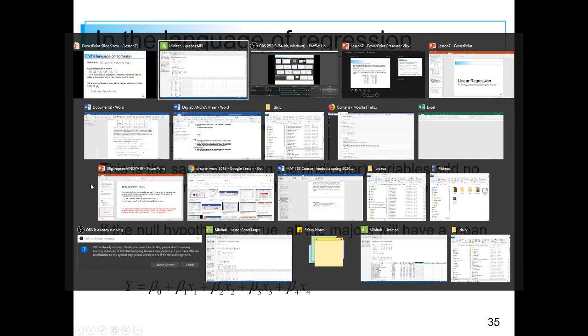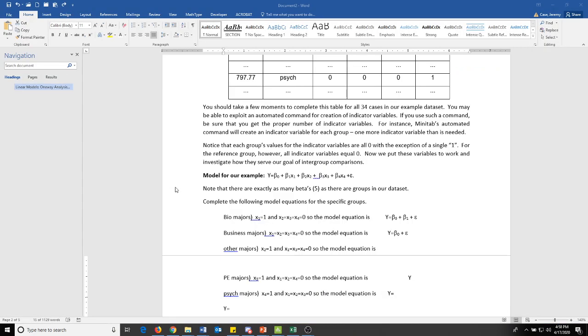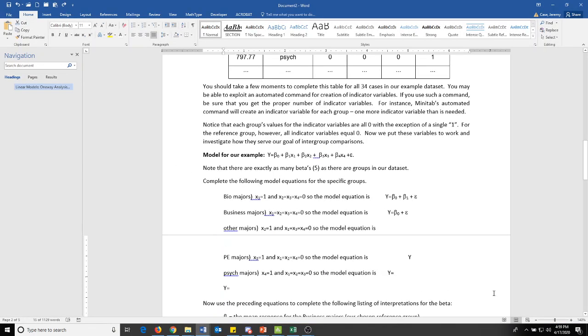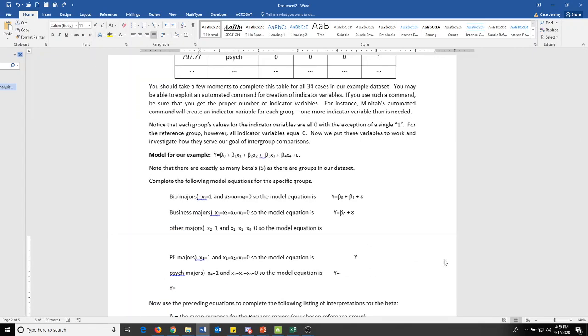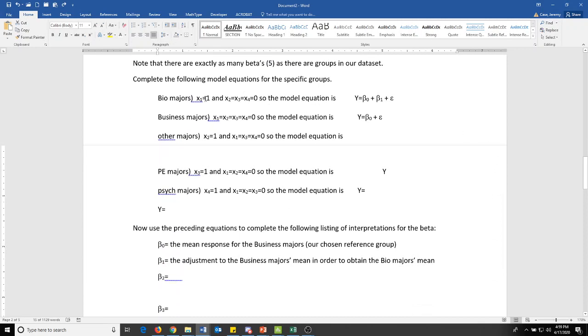So let's go over to our course pack on that particular page. Okay, so here's our model for our example. So here's the bio majors. That would be if x1 is 1 and all the others are 0. So go ahead and put x1 to be 1 in your course pack. I know there's a typo there. Just put beta 1.